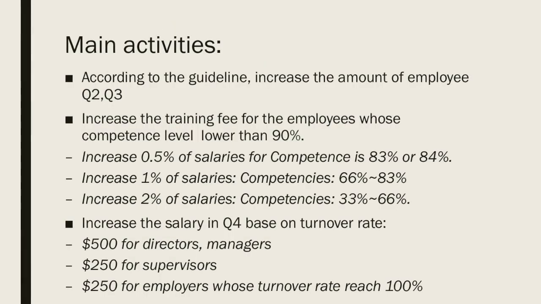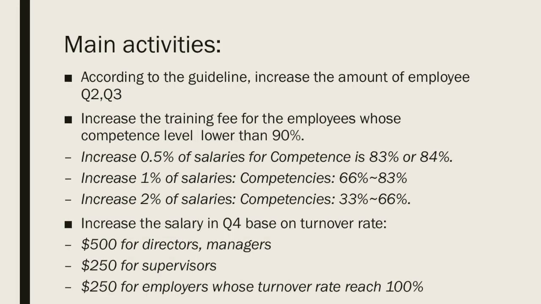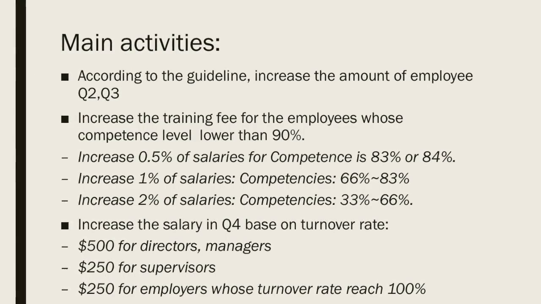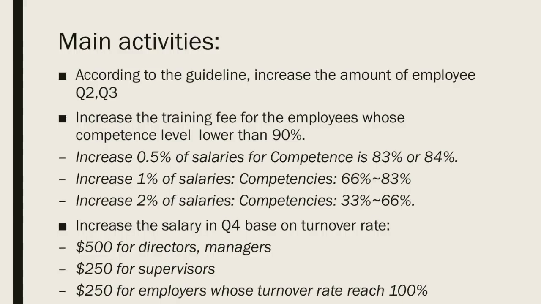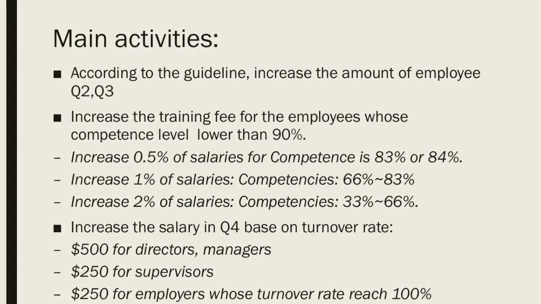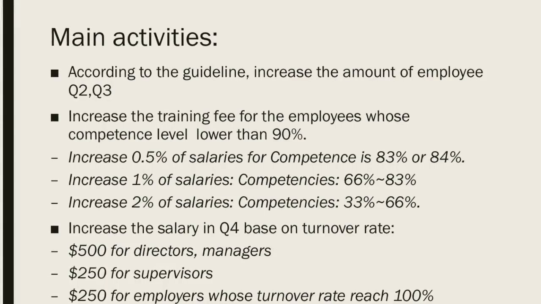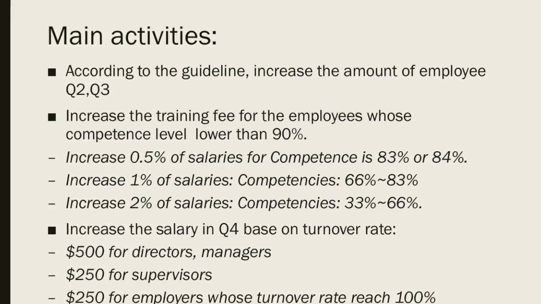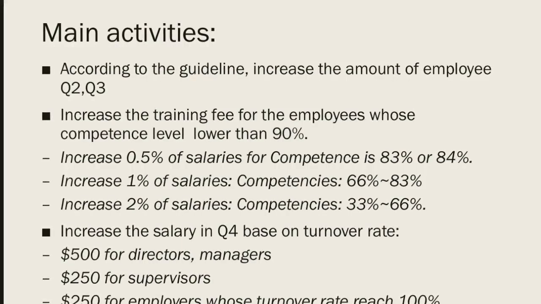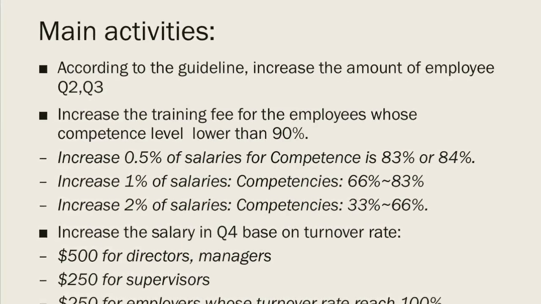Also, in quarter 4, we increase the salary based on the turnover rate. First, we increase $500 for the directors and managers in different departments, especially the executive department, which includes the general manager. Also, we increase $250 for the supervisors in different departments.